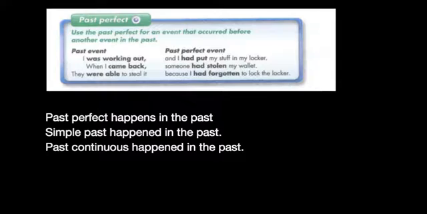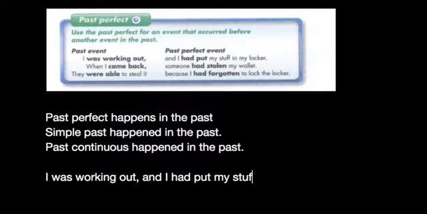But let's put it just here. If you want to use simple past, like in the example, I was working out, doing exercise. I was working out and I had put my stuff in my locker. That's what it says, right? So I was working out because he's reporting it already passed. And I had put, this is past perfect. How do we know? Because this activity happened first. I had put my stuff in my locker, then I went to work out. Okay? So that is one way to know.